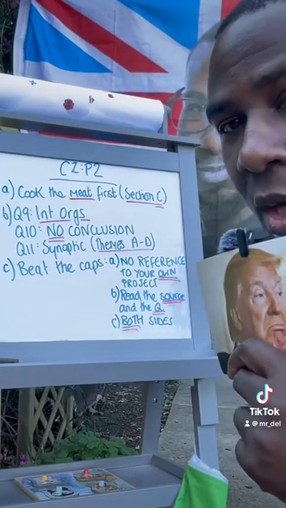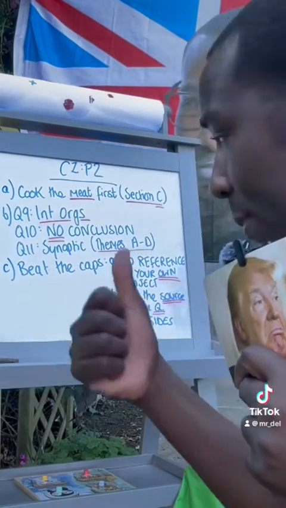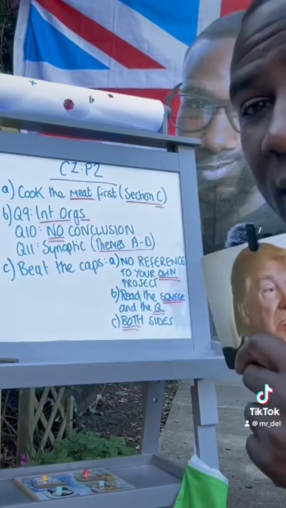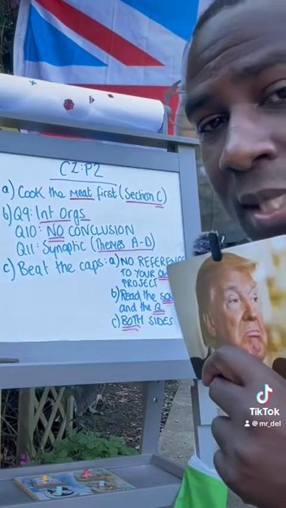So there you have it. Those are the 3 secrets for Paper 2. Cook the meat first, the 3 different things you need to consider for questions 9, 10, and 11, and the different caps that stop you maximizing your marks.